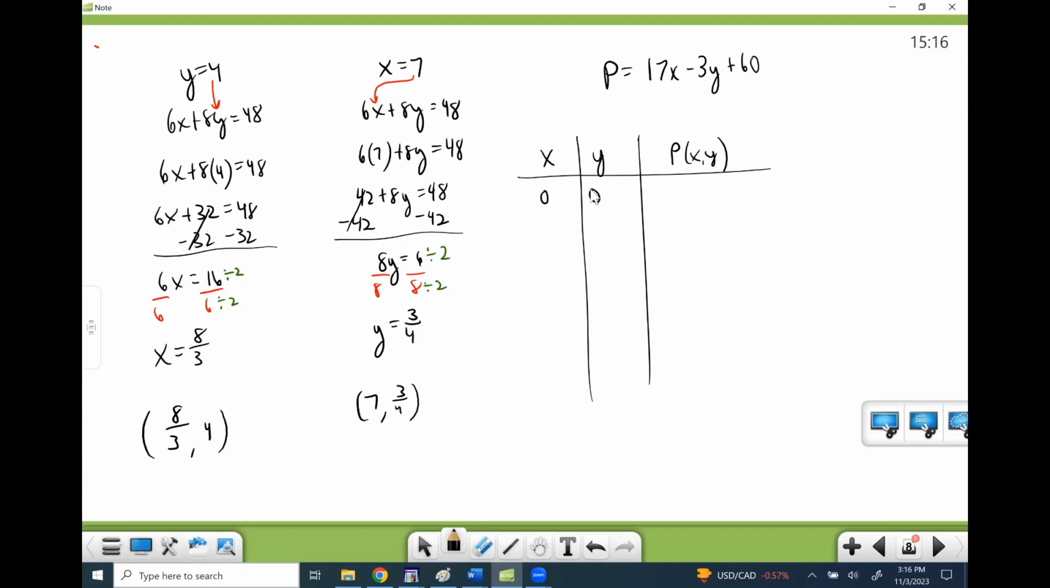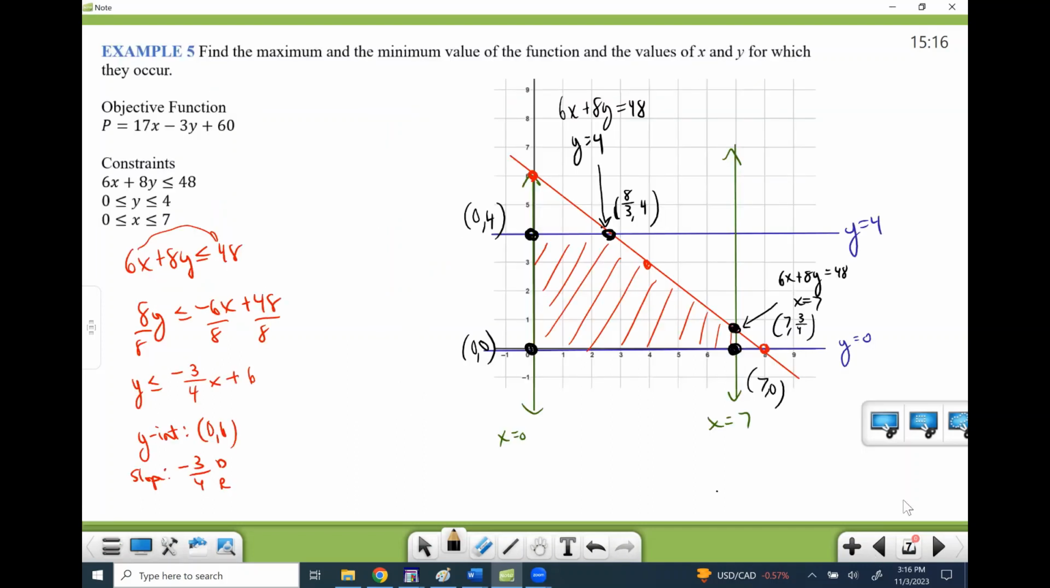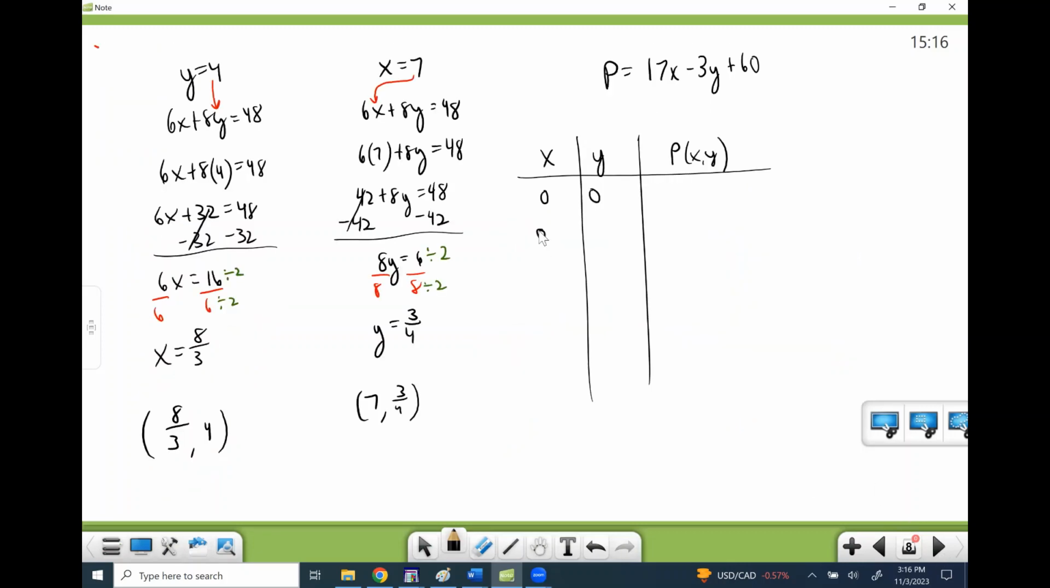So 0, 0 was one of them. This point up here is 0, 4, and 7, 0. And then the 2 points that we just got on this slide. One of these is going to maximize our objective function, and one of these is going to minimize. So let's substitute them in. We get 17 times 0 minus 3 times 0 plus 60. The zeros are going to go away there, so we end up with 60 for that one.